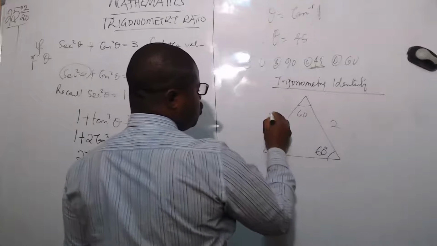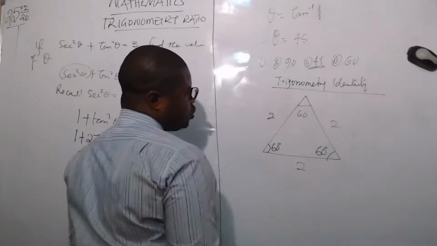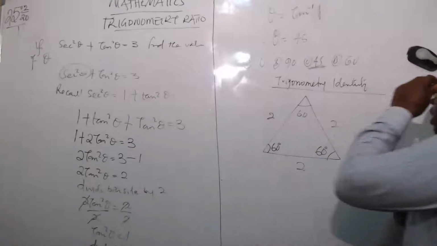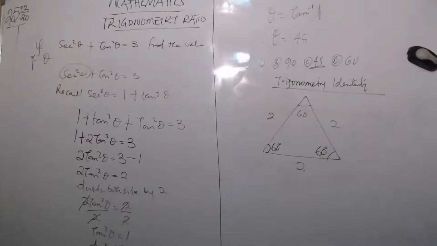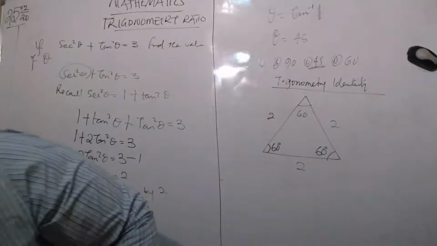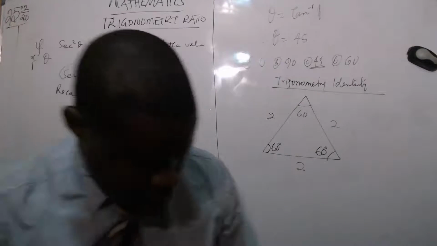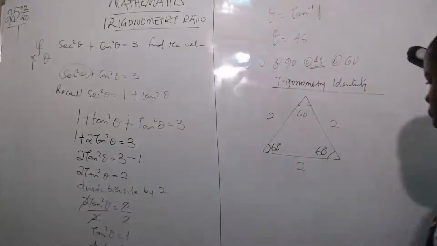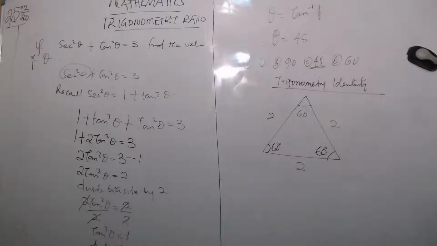We have 2, 2. Now, what kind of triangle is this? This kind of triangle is called an equilateral triangle, the reason being that all the sides are equal. All the sides of the triangle are equal. Since the angles are equal and the sides are equal, it is regarded as an equilateral triangle.